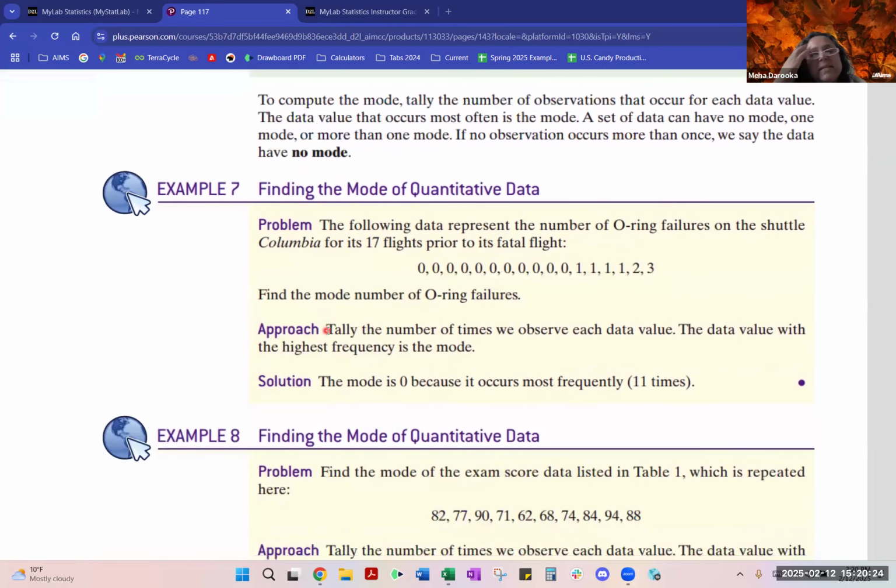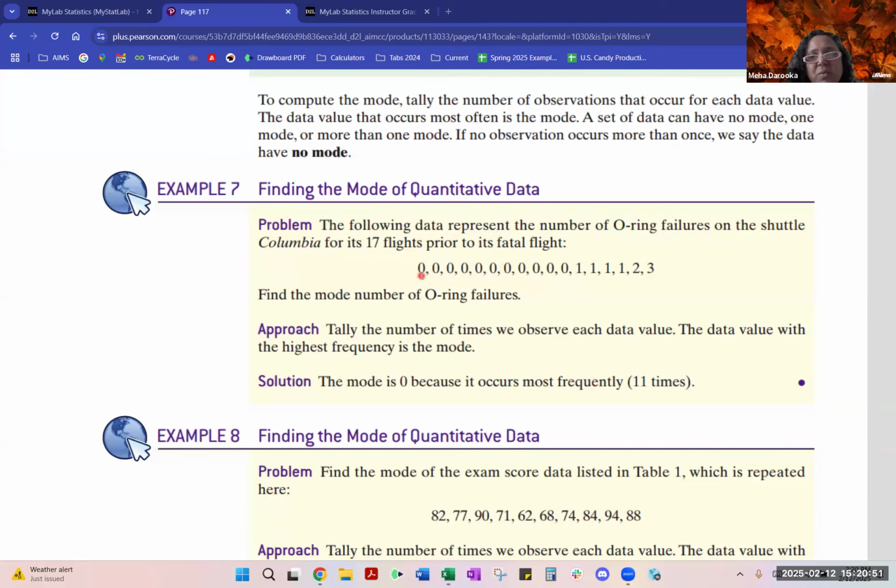So you will look at these examples over here. This one, of course, you can see there's a bunch of zeros that are repeating, then there's ones, a 2 and a 3. And this is talking about the data representing the number of O-ring failures on the shuttle Columbia for its 17 flights prior to the one where it didn't make it.